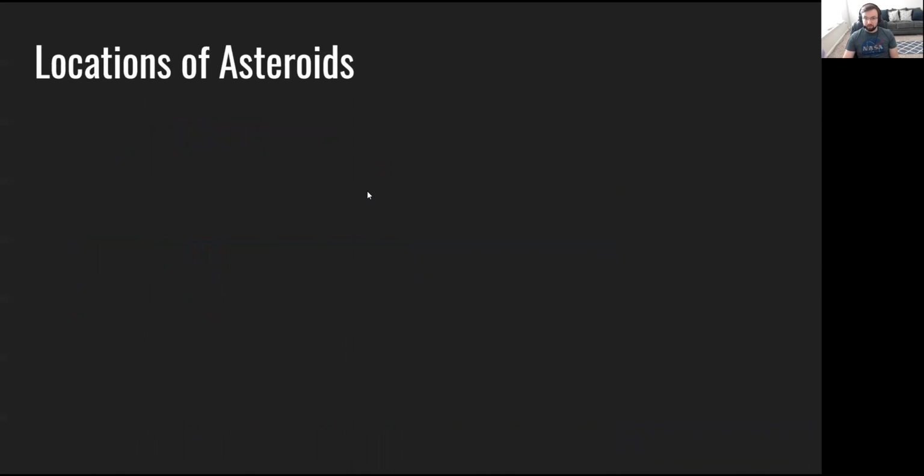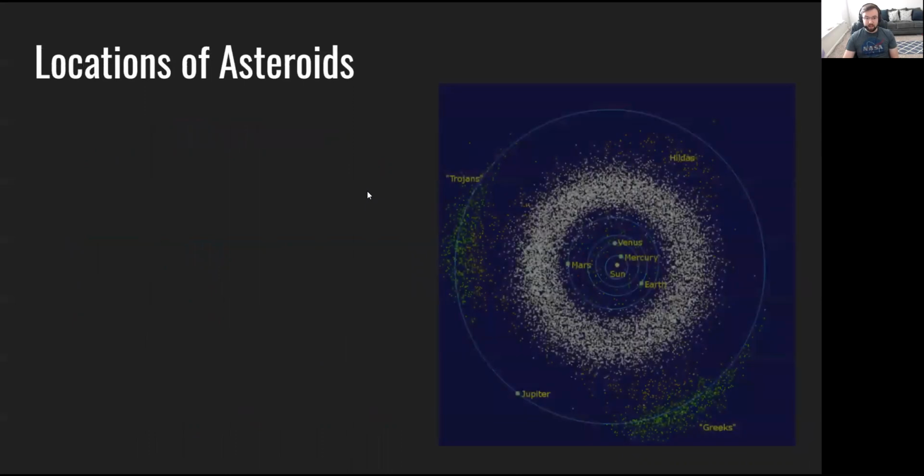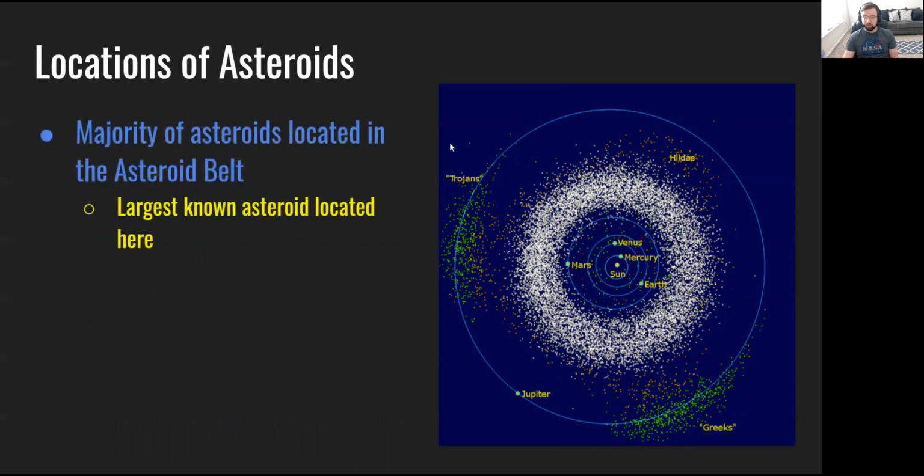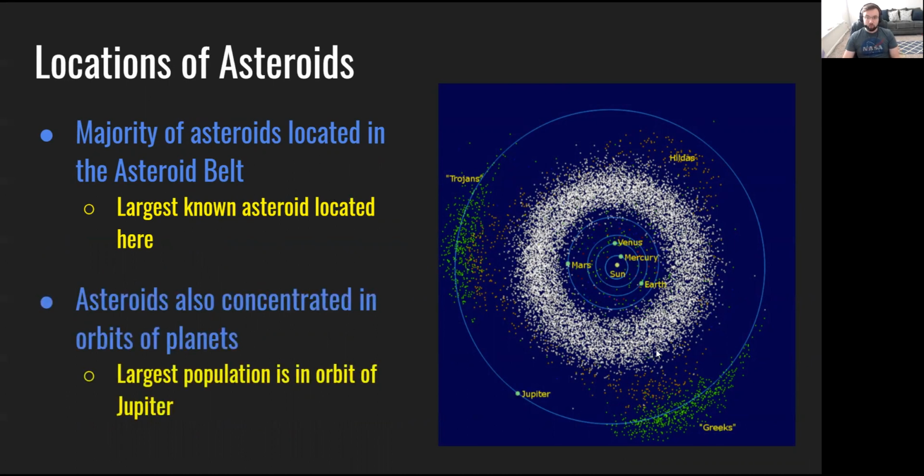Now, where can you expect to find them? Hopefully, you immediately think of the asteroid belt. So this big white area right here, the asteroid belt. It's in between Mars and Jupiter. So the majority of them are located there, including the largest asteroid. But of course, there are asteroids found in other places. They are sometimes found in the orbits of planets. So they're found in the orbits of the Earth, especially Jupiter, since it's the largest planet, has the largest concentration of asteroids in its orbit. And we'll talk about that specific population later.